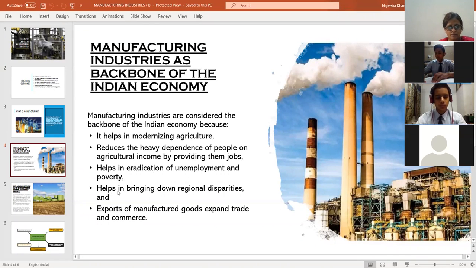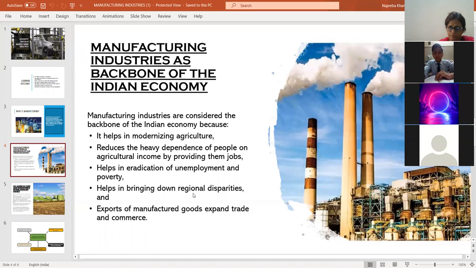Then it helps in bringing down regional disparities. Regional disparities means regional differences. We have very backward areas also in our country. Take the example of tribal regions, where tribes are very attached to their environment and their nature, so they don't want to mix with urban centers and urban people. So industries are playing a very major role in reducing disparities, differences between the urban areas and the backward areas.